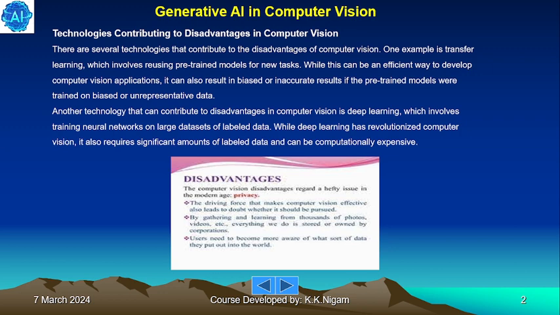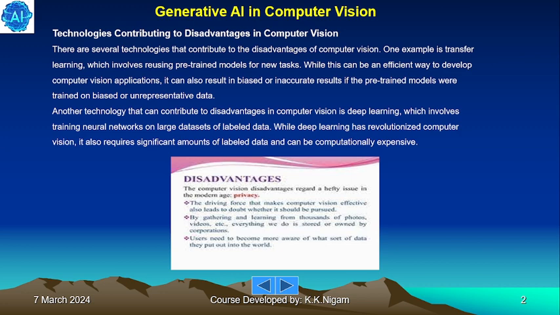One example is transfer learning, which involves reusing pre-trained models for new tasks. While this can be an efficient way to develop computer vision applications, it can also result in biased or inaccurate results if the pre-trained models were trained on biased or unrepresentative data.